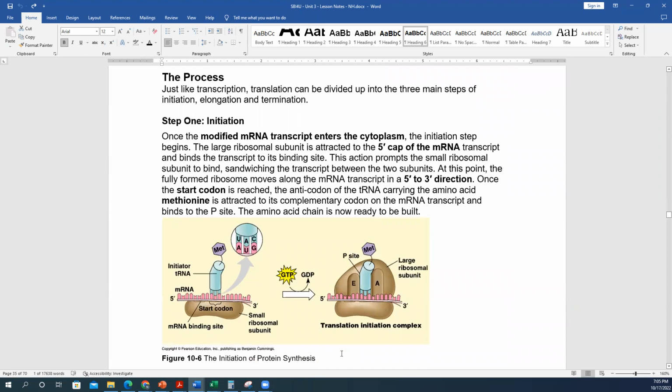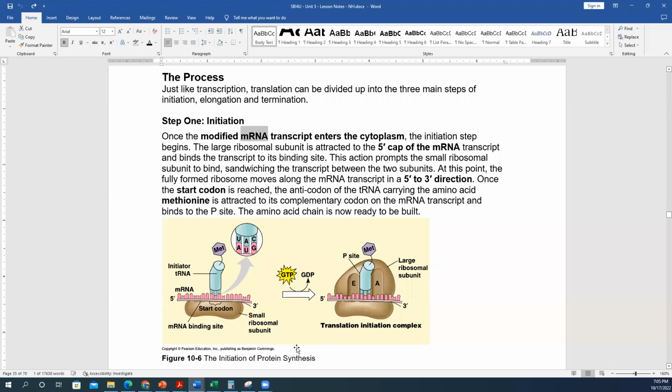So there is a process to translation. And just like we did for transcription, we're going to divide it up into 3 main steps of initiation, you guessed it, elongation, and finally termination. In step 1 of translation, so translating the mRNA into a polypeptide sequence.